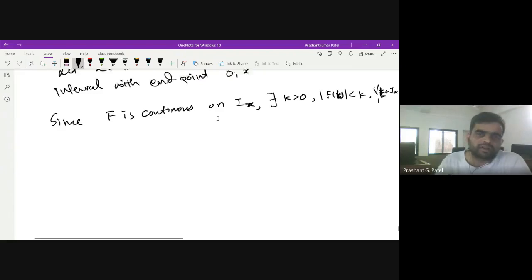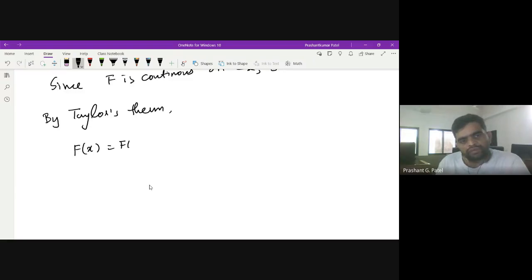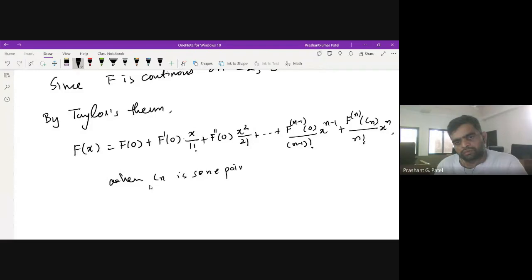Now we are able to apply Taylor's theorem on this f in the interval Ix. So by Taylor's theorem, we'll say that f of x is equal to f of 0 plus f dash of 0 into x upon 1 factorial plus f double dash of 0 into x square upon 2 factorial, and so on, up to the (n minus 1)th derivative at 0 upon (n minus 1) factorial x power n minus 1, and the next one is a remainder term, which is the nth derivative of f at the point Cn upon n factorial x power n, where Cn is some point in Ix.